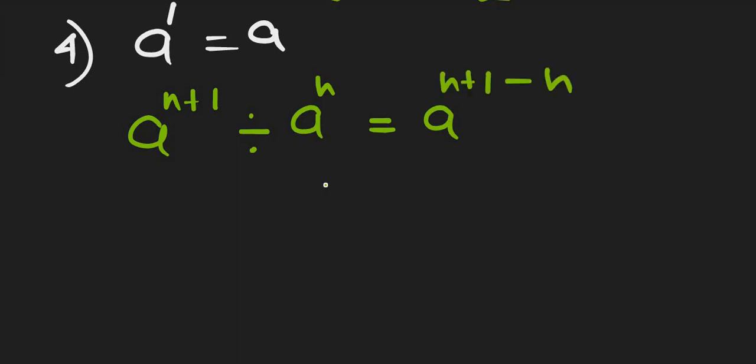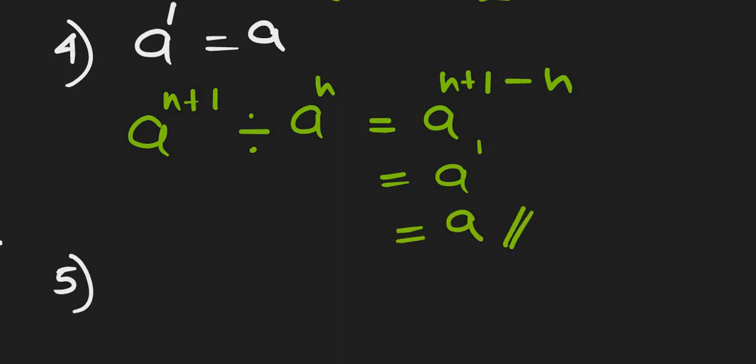Positive n and negative n can be cancelled off. Therefore, we are left with a to the power 1, and a to the power 1 is a. So we move on to our rule number 5. Our rule number 5 is anything to the power 0 is 1.